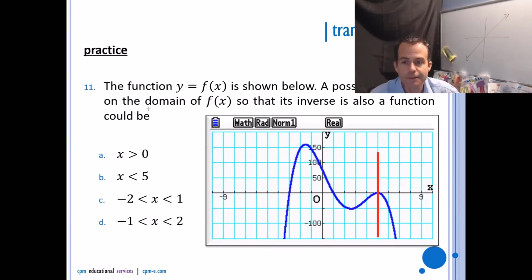Okay, -2 to 1. Well, -2 is right here and 1 is right here. That almost works, but I have this cute little change of direction right there, so that's not going to work. So then if I change that to -1 to 2, there is definitely no change of direction in that little section. So the inverse of that little section would absolutely be a function. Okay, so the answer to that guy would be D.